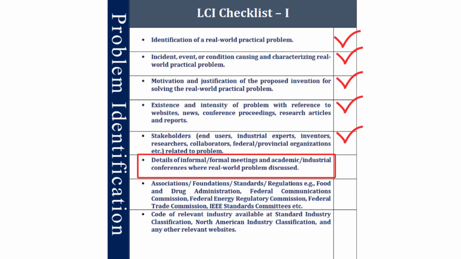And item number 6 asks for the details of informal and formal meetings with maybe other academicians, with some industrial experts, maybe during some conferences, or maybe during some informal gatherings, where real-world problems may have been discussed. I remember when I was doing my master's dissertation, along with the dissertation, there was another project report that was also required by the students.